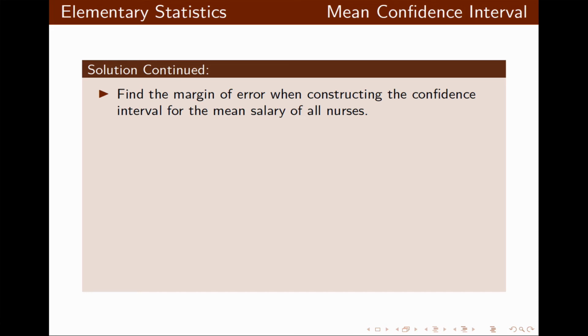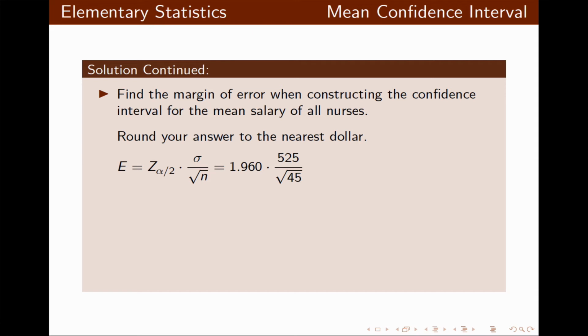Now for the margin of error, we're going to apply those values to the formula for the margin of error. And once we have an answer, we're going to round it to the nearest dollar. In this case, the margin of error is 153.